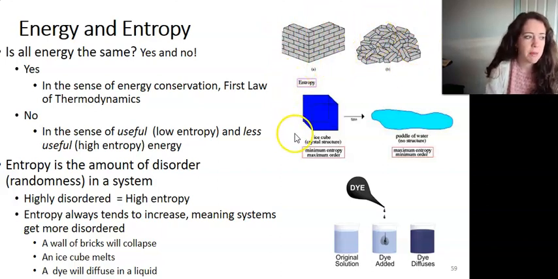The same example is true for an ice cube. An ice cube is a crystal structure. It has low entropy and high order, but over time it will turn into a puddle, and the entropy will be increased. And similarly, if we have an original solution and a dye, these are two more ordered systems. If you add the dye to the solution, it diffuses and becomes less useful, so you can't extract the dye back easily out of the solution.